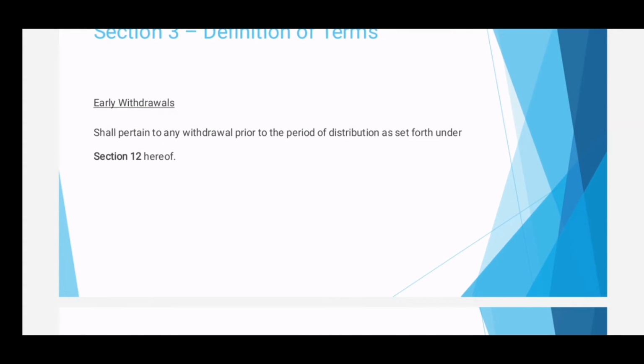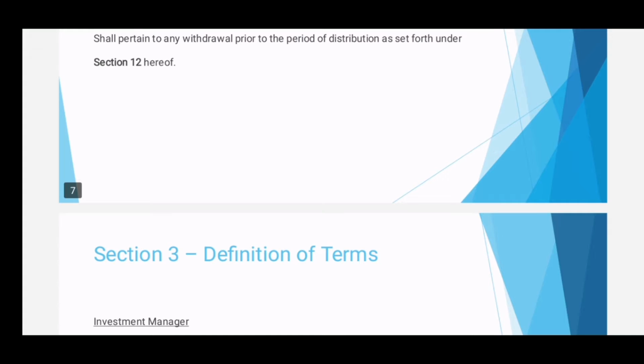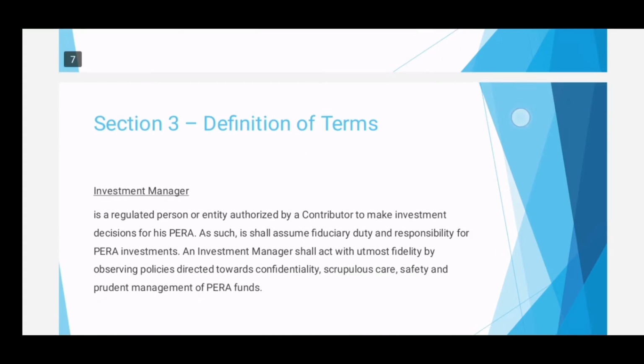Early withdrawals shall pertain to any withdrawals prior to the period of distribution as set forth under Section 12 hereof. Under Section 12, distribution is made upon reaching the age of 55 years, and complete distribution shall be made upon the death of the contributor, irrespective of the age of the contributor at the time of his death.